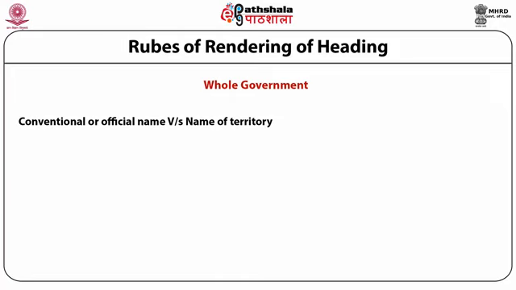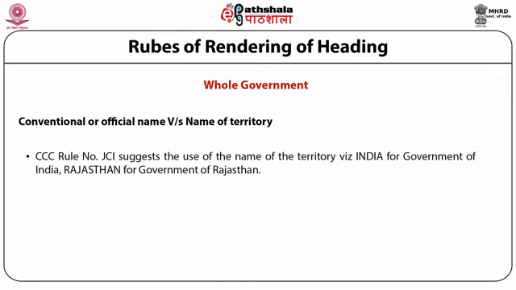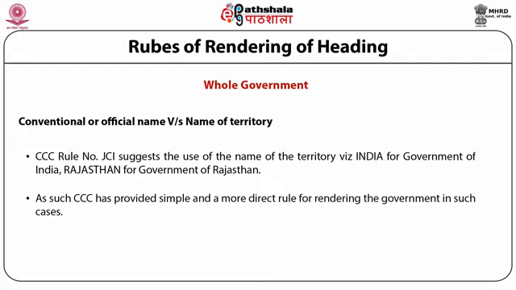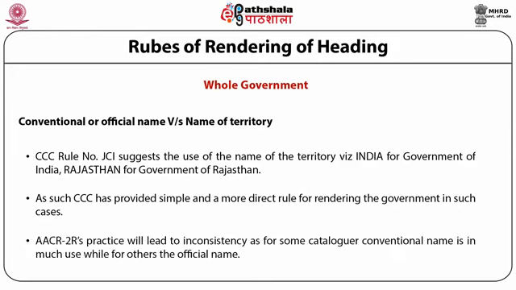Conventional or official name versus name of territory. CCC rule number JC1 suggests the use of the name of the territory, for example, India for Government of India, Rajasthan for Government of Rajasthan. As such, CCC has provided a simple and more direct rule for rendering the government in such cases. AACR 2R's practice will lead to inconsistency. For some catalogers, conventional name is in much use, while for others the official name.